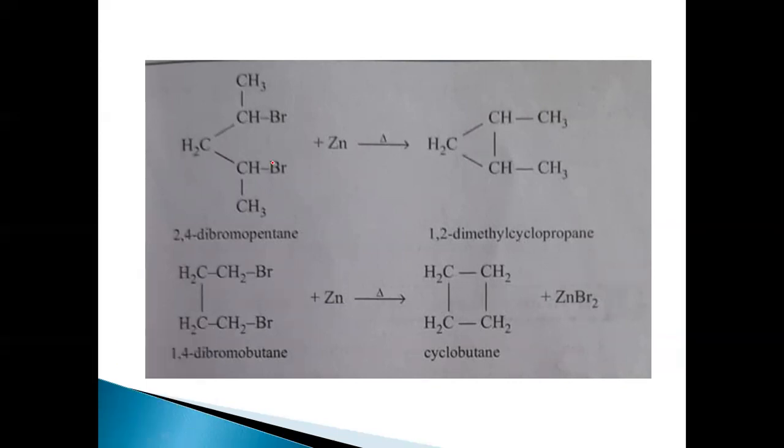Let's see a few more examples now. When we are taking 2,4-dibromopentane, that means methyl groups are present at the 1 and 3 positions here.